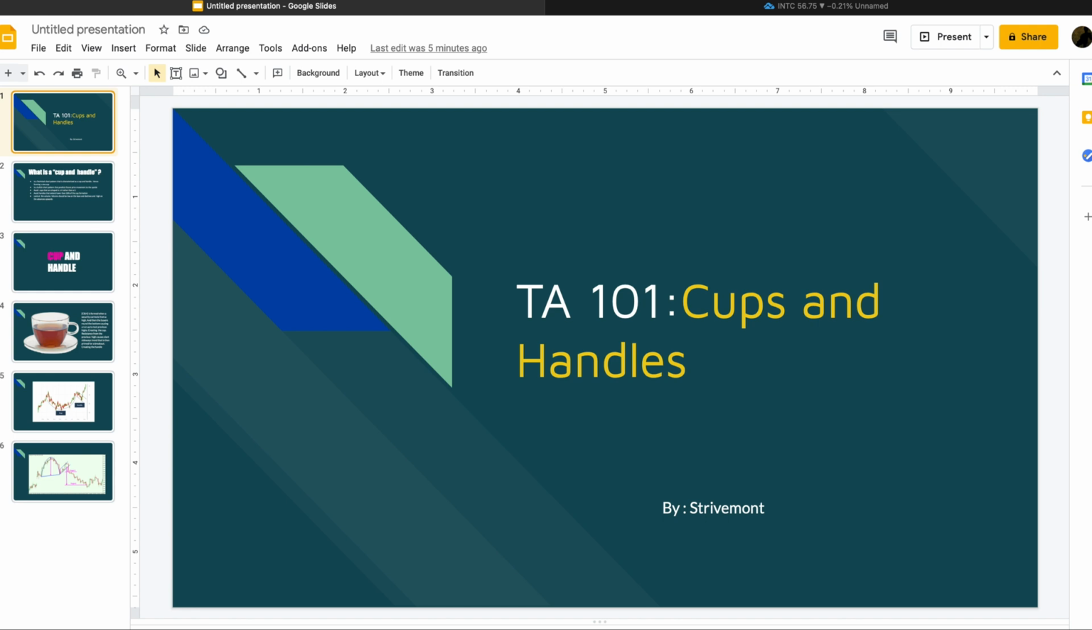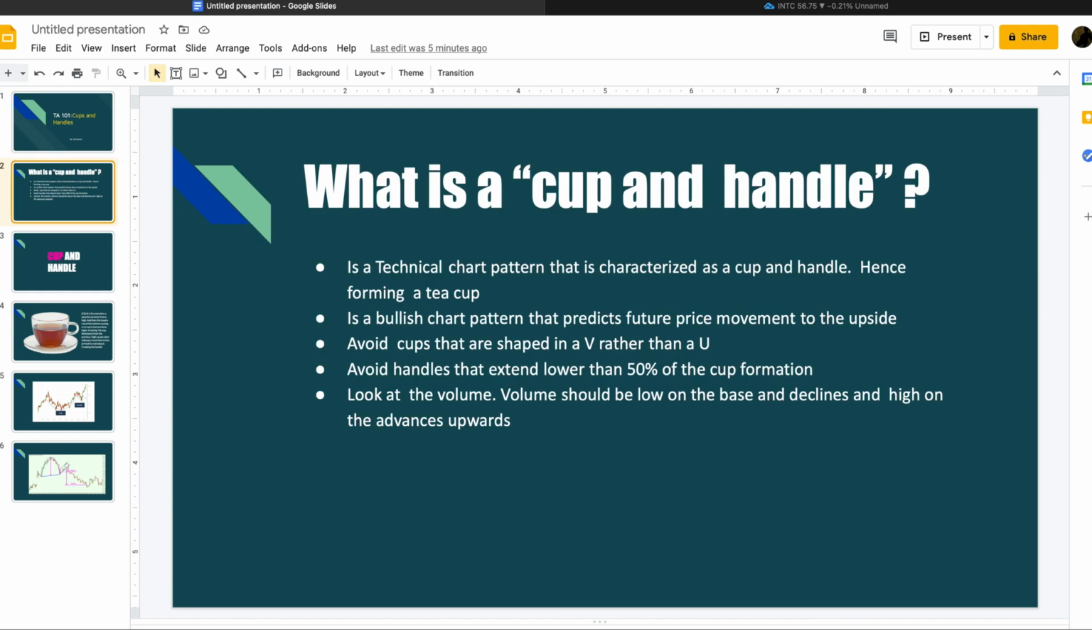That being said, what is a cup and handle? It's a technical chart pattern that is characterized as a cup and handle, hence forming a teacup. It's a bullish chart pattern that predicts future price movement to the upside. You want to avoid cups that are shaped in a V shape rather than a U shape. You want to look for a nice rounded base. You want to avoid handles that extend lower than 50% of the cup formation, and you want to look at the volume. The volume should be low on the declines and on the base, and you want to see a nice spike when we start to head upwards.